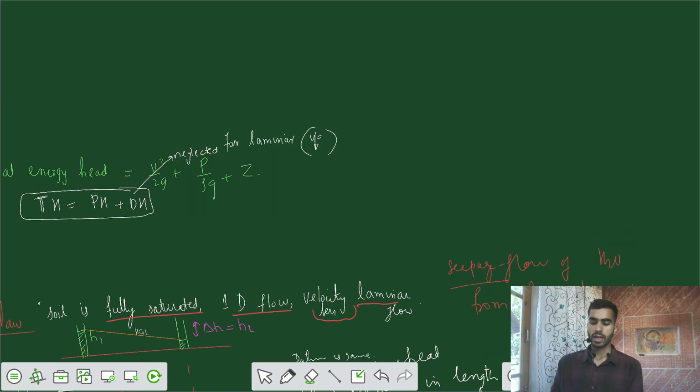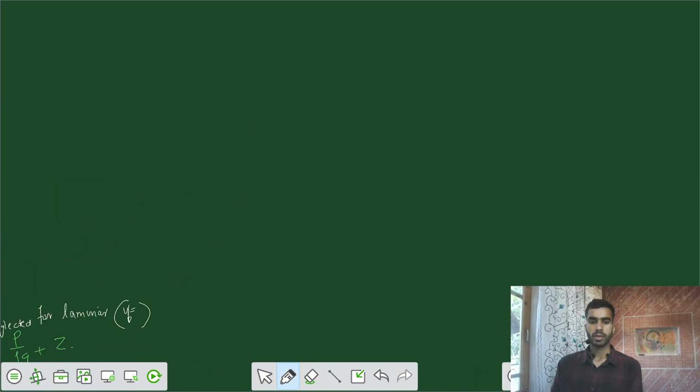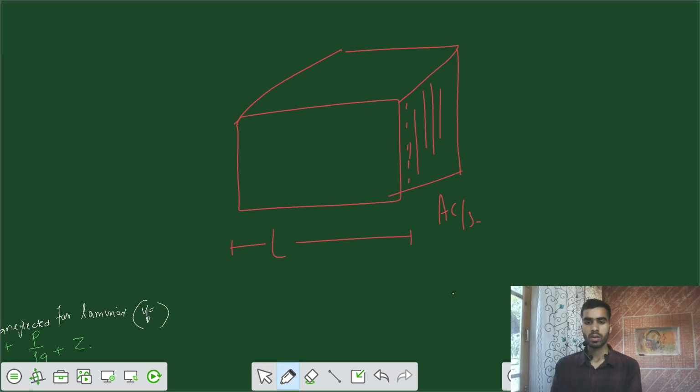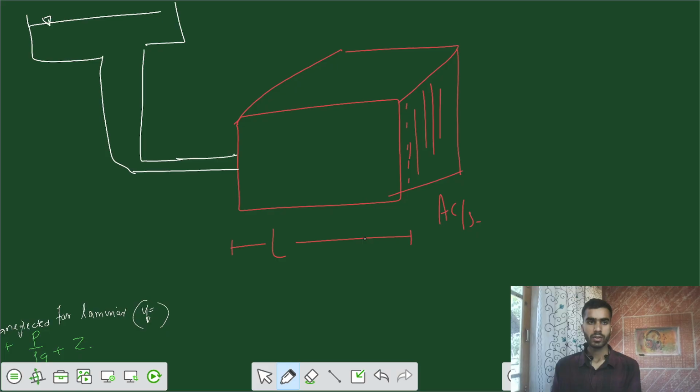We can also understand that from one more perspective. If there is a soil mass, there is the area of the cross section of the soil mass, and there is any length of the soil mass L, and we are supplying water. So there is flow possible. That means we are supplying some water from one side, such that here we have some water level. Let's say this is your water level.